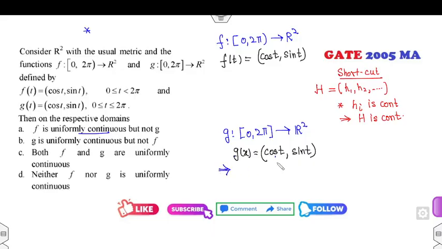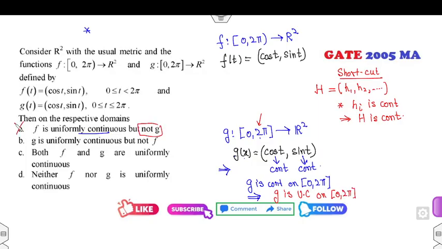Now you can see cos of t is continuous on this closed interval, and sine of t is continuous on the closed interval. That means g is continuous on the closed interval 0 comma 2 pi. Now, as I told you in the earlier tips, if it is defined on the closed interval and g is continuous, then g is uniformly continuous on the closed interval. So the option saying g is not uniformly continuous is cancelled. g is continuous, fine. g is uniformly continuous, so that option is right, and the option saying otherwise is cancelled.